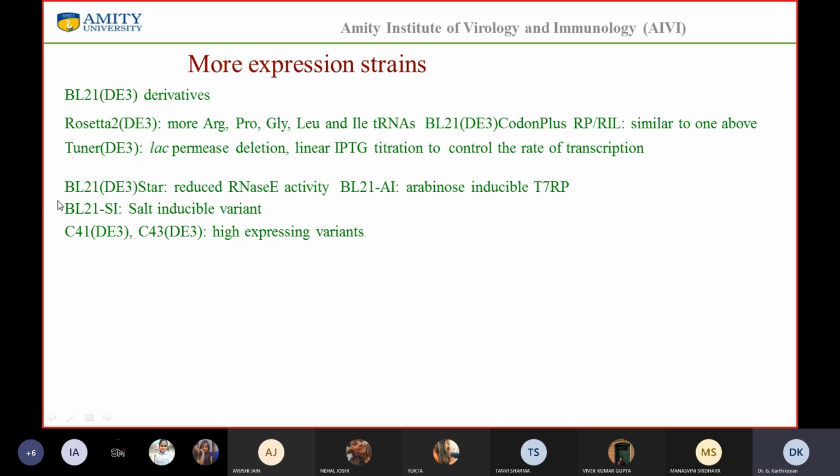And then you have several other strains. You have a salt inducible variant. You have several other variants. Some of these are recently introduced. So people use them, not for all of this, but as I said, BL21 DE3, Rosetta, and codon plus are now commonly used. Other things are being used, but it will take some more time for them to get accepted.